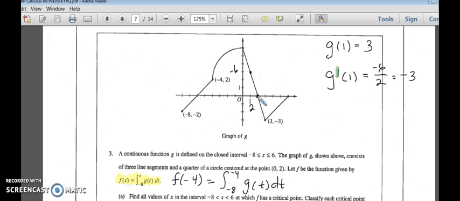We go down 3 to the right 1, down 3 to the right 1. We see that that works. Down 3 to the right 1. So we could have said -6 over 2 as the slope, or just -3. G prime of 1 comes out to be -3.